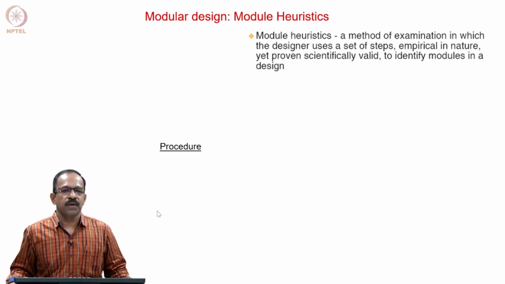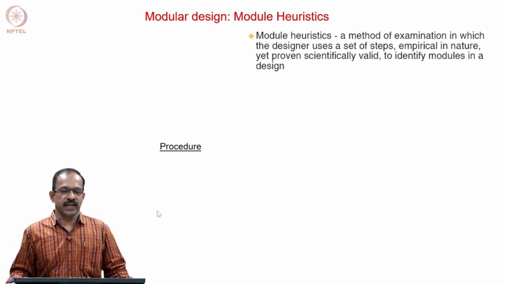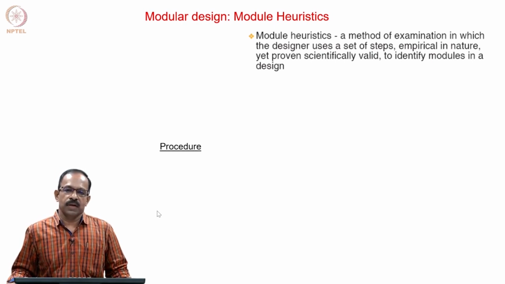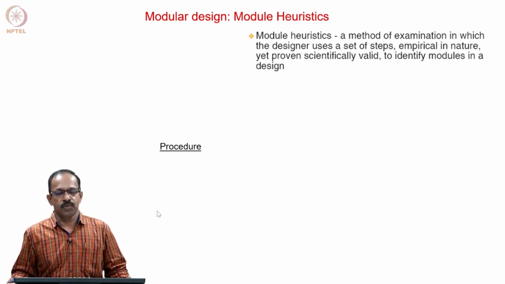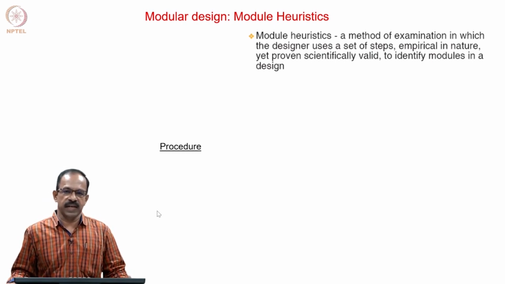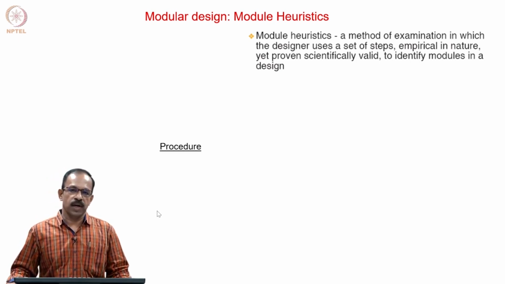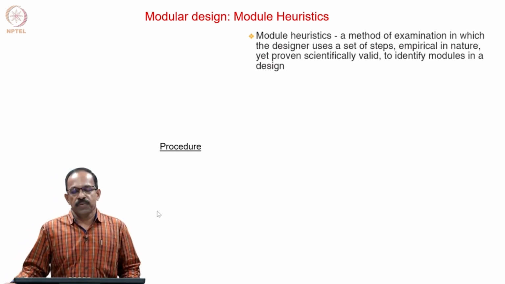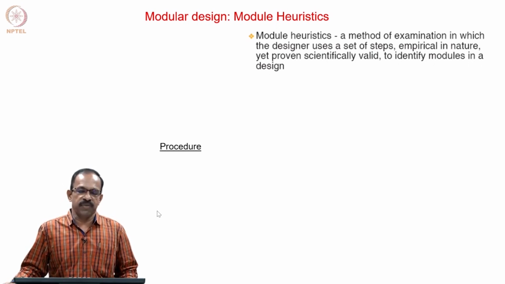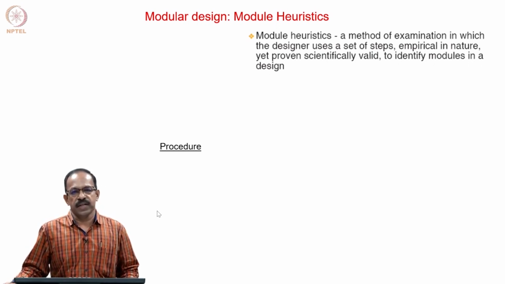Hello, good morning, welcome back. So, we are discussing the product architecture. In the last class, we discussed the product architecture and the two types of architecture. One is the integral architecture and the other one is the modular architecture. And then we saw how the modules can be identified using some standard procedures.